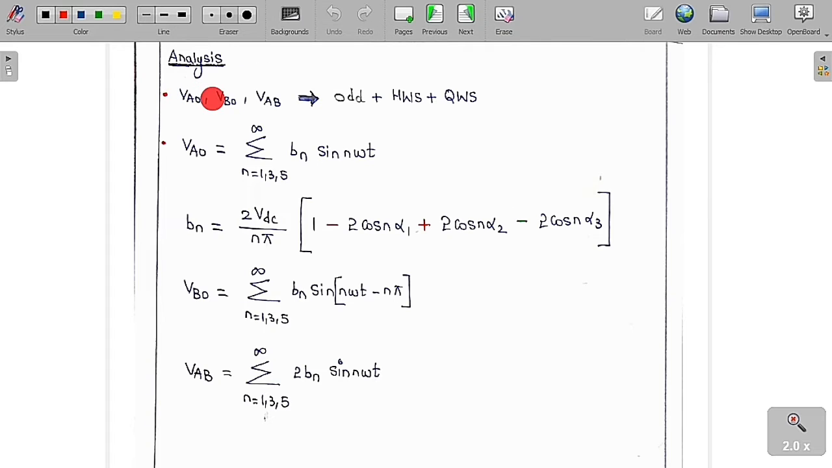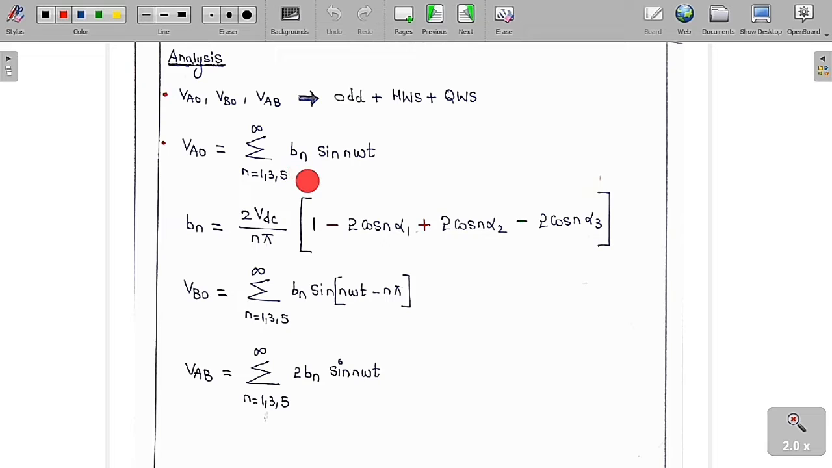As I already told you, VA0, VB0 and VAB are odd functions, and half wave symmetry and quarter wave symmetry are also satisfied by these functions. So V0 is equal to sigma n = 1, 3, 5 up to infinity of Bn sin n omega t, because for an odd function the an terms, including n equal to 0, are zero, and Bn is not equal to 0 only for odd harmonics.